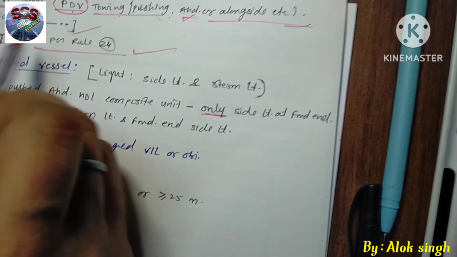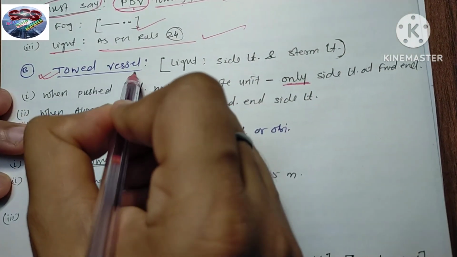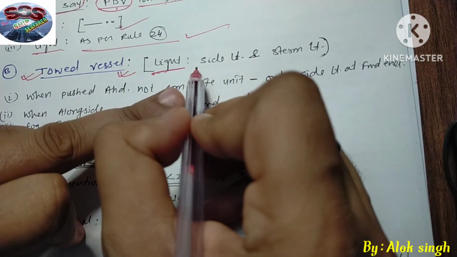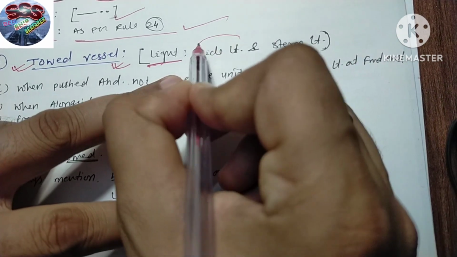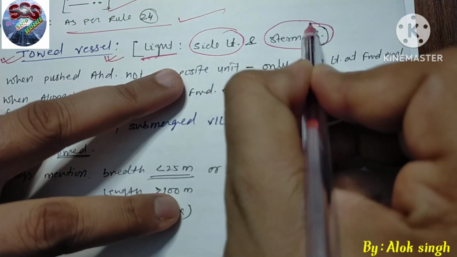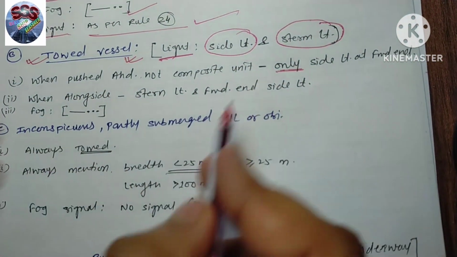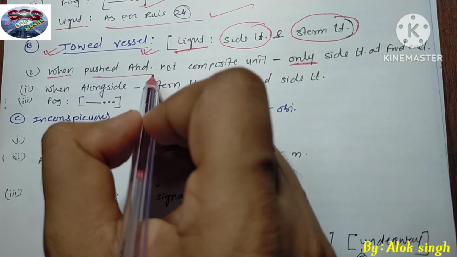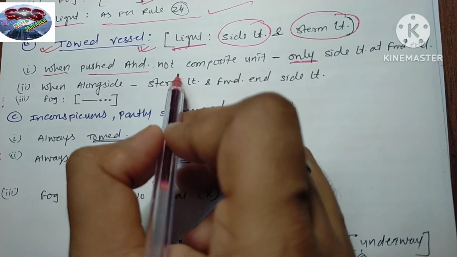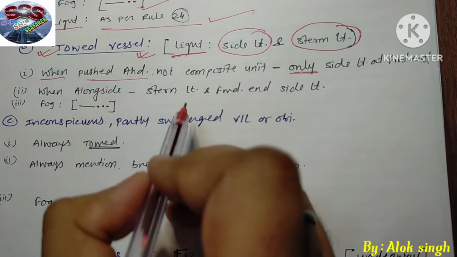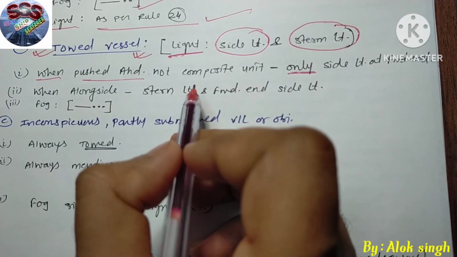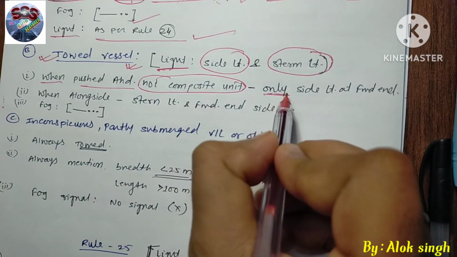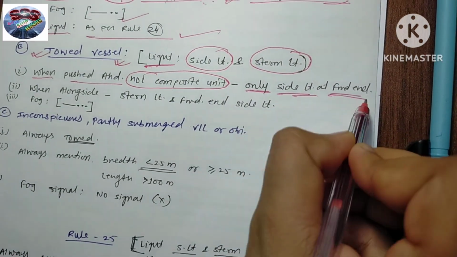Now this is for the towing vessel. Now if a vessel is being towed, then what are the lights for that vessel? It will show either sidelights or a stern light, unlike some other conditions which I will explain now. When pushed ahead, and if it is rigidly connected, as already mentioned in Rule 24, that vessel will be considered as one composite vessel, and it will show lights as per a single power-driven vessel. But if it is not a composite unit, only sidelights at the forward end.